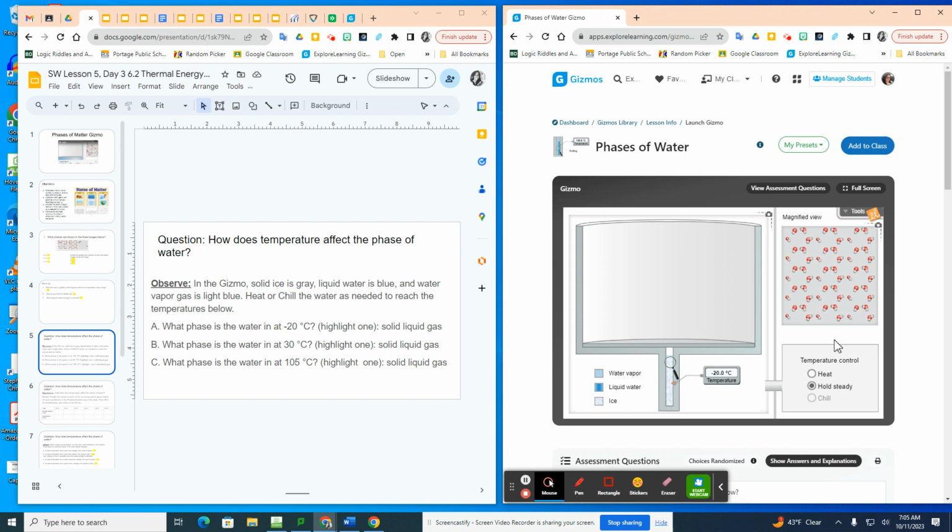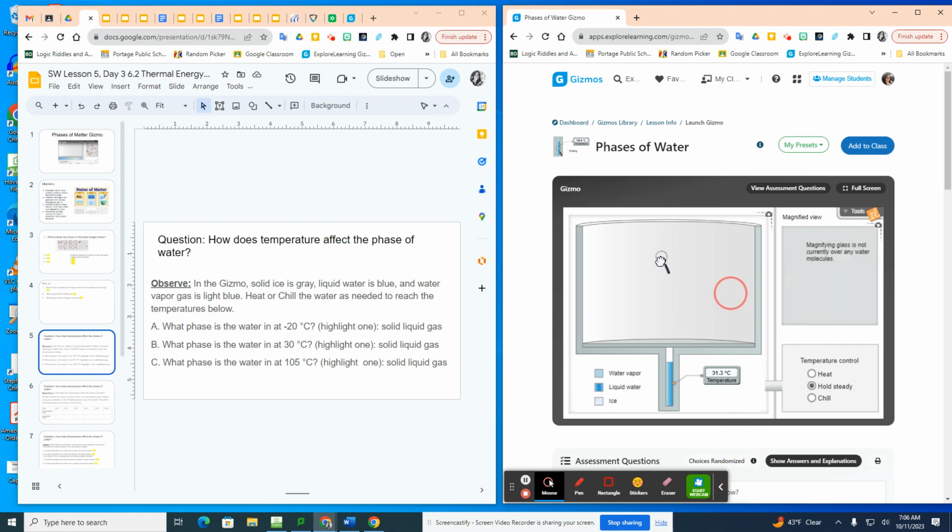Okay, now we're going to heat it back up. We're going to get back up to 30 degrees Celsius, which is warmer than room temperature. This is melting, so at 0 degrees, we can see that ice starts to melt. Oh, oh. All right. I got to chill it back down to 30. All right, that's hard to do.